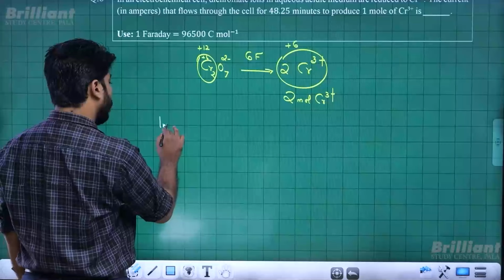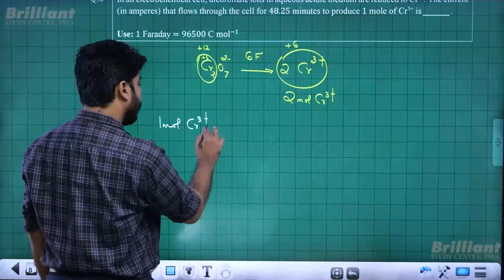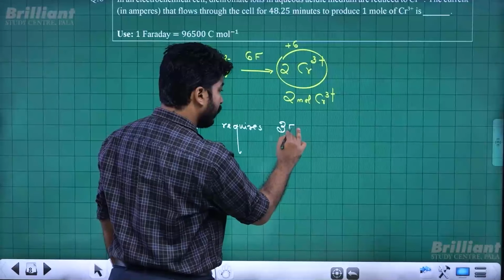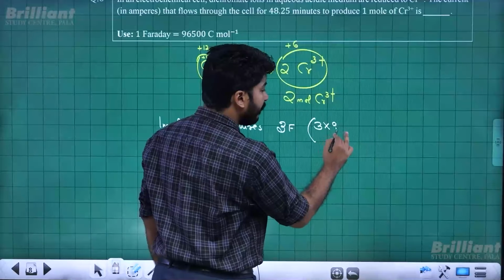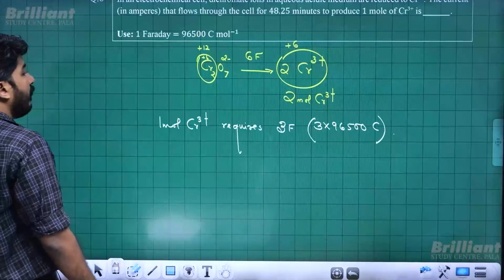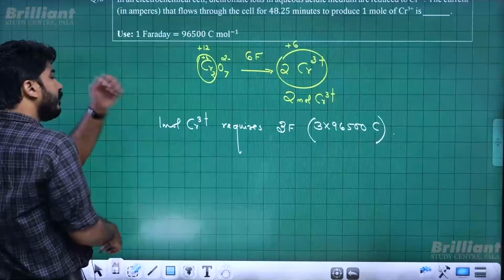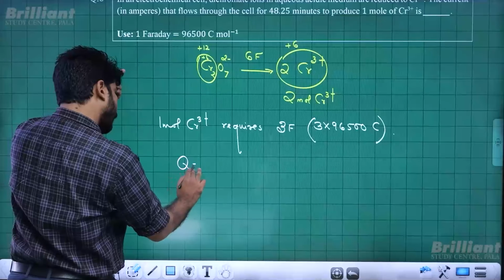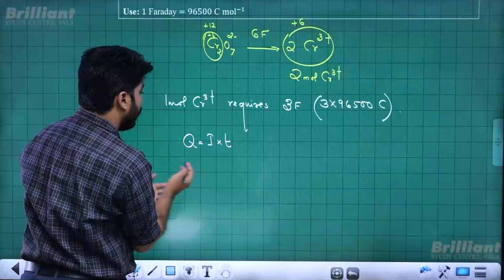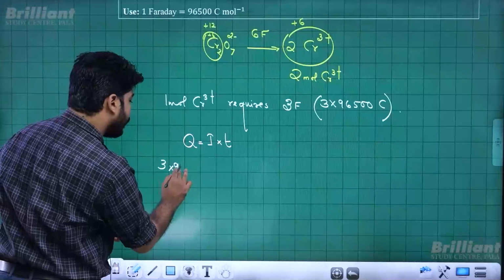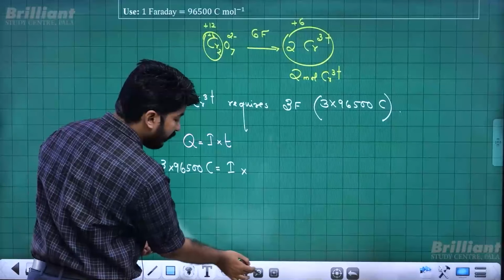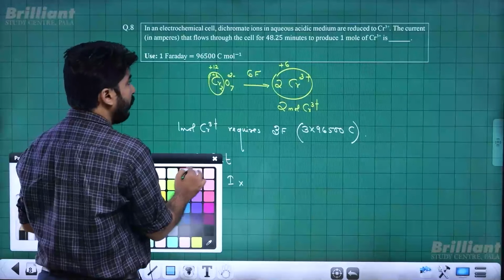So, 1 mole chromium 3+ requires 3 farads, which is 3 into 96500 coulombs of electricity, right? So we need to find out I. We know Q is I times T, and Q in coulombs we know is 3 into 96500, and I is the unknown, and time in seconds we have to enter because amperes is coulomb per second.